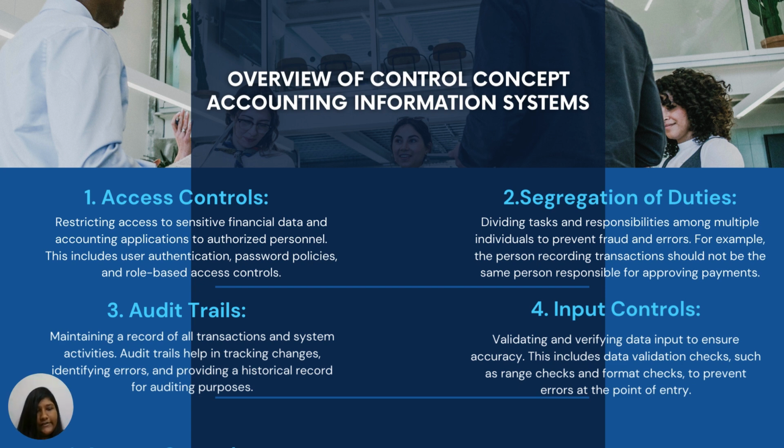Thirdly, audit trails: maintaining a record of all the transactions and system activities. Audit trails help to track changes, identify errors, and provide a historical record for the auditing process. Audit trails are mainly used by auditors to know how the transactions were entered. This will be helpful to make sure the financial statement is without error.